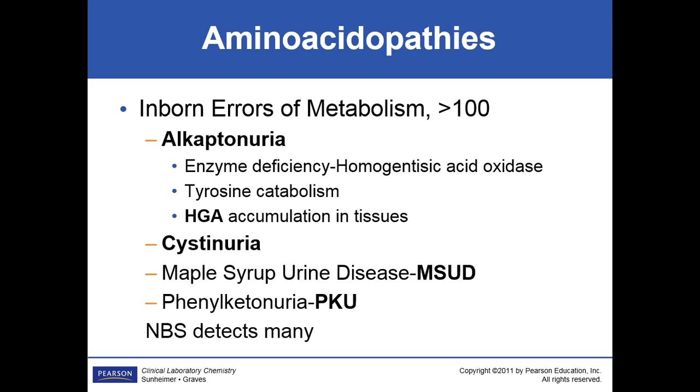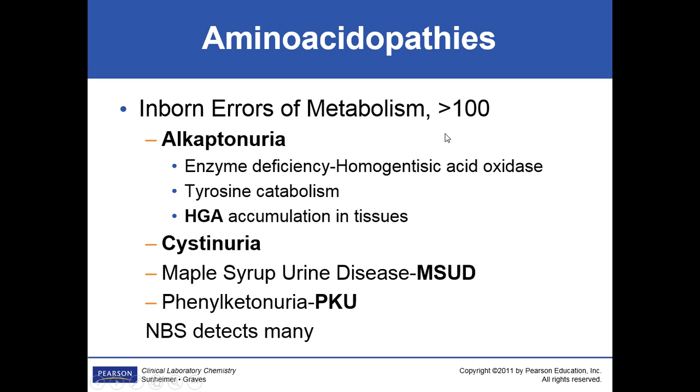And alkaptonuria, anything that ends with urea stands for it's showing up in the urine. Okay, so they're spilling out too much of the product that an enzyme should be breaking down because they have too much of it, so it's spilling out in the urine, and that's where we detect it. And it's homogentisic acid that is the primary component that does not get broken down, so it builds up in the tissues.